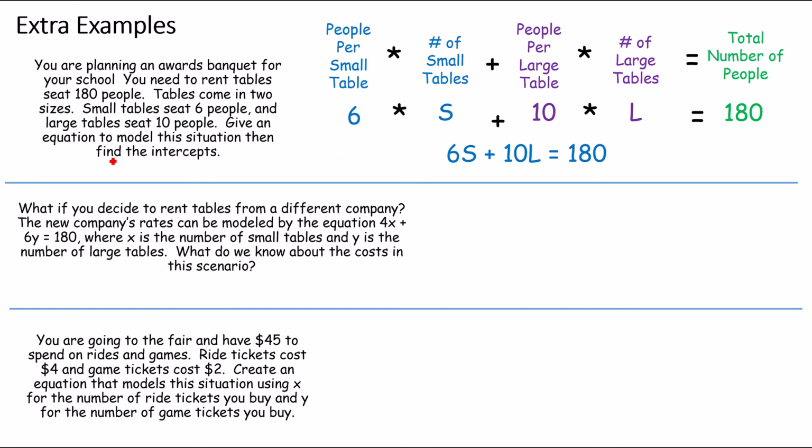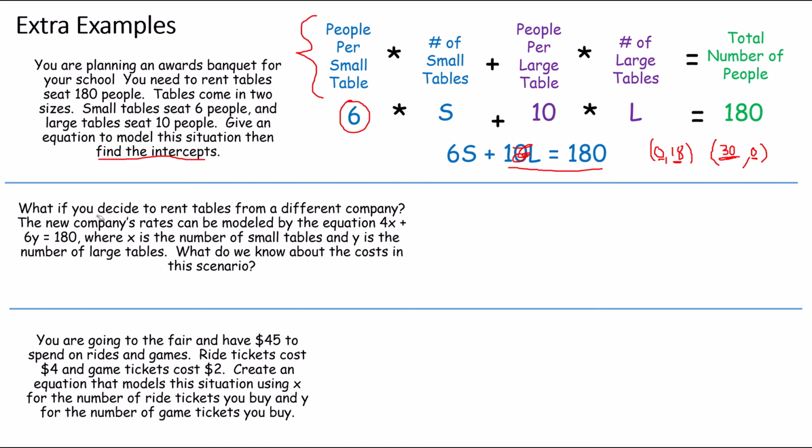Notice it does ask me to find the intercept, so I'm going to do that very quickly. If S is 0, that would make this go away, leaving me with just this. So 10 times what is 180? 18 is your y-intercept. And if y is 0, what would your x have to be? Well, 10 times 0 would be 0. 6 times what is 180? That would be 30. So if I use 0 small tables, I would need 18 large tables. If I use 0 large tables, I would need 30 small tables. Get the idea?